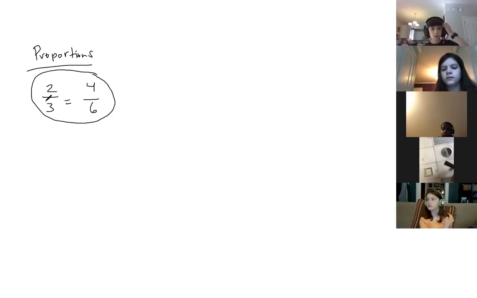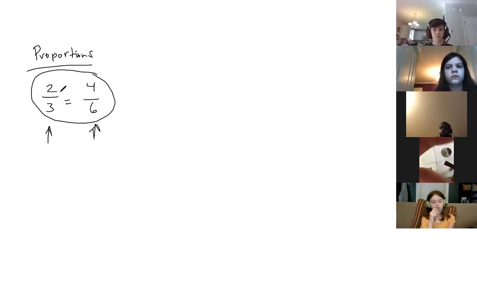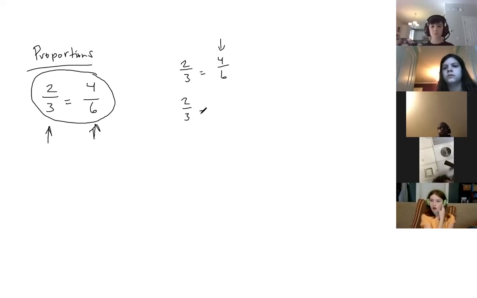A proportion. Two ratios. So my ratios are, one of them is 2/3. The other ratio is 4/6. Two ratios that are equivalent to one another. They are equal to one another. And there's a couple different ways to solve. Okay, how do I know that this is a proportion right here? Well, I can solve a couple different ways. First off, I could reduce 4/6. What is 4/6 reduced to, Blake? 2/3. Is 2/3 equal to 2/3? Yeah, this is a proportion.